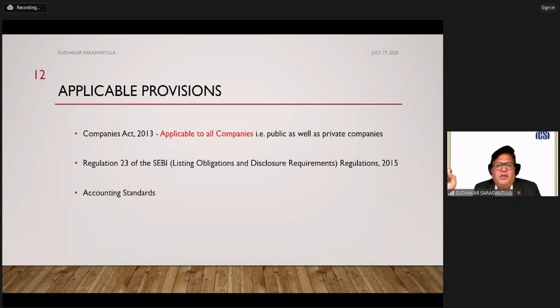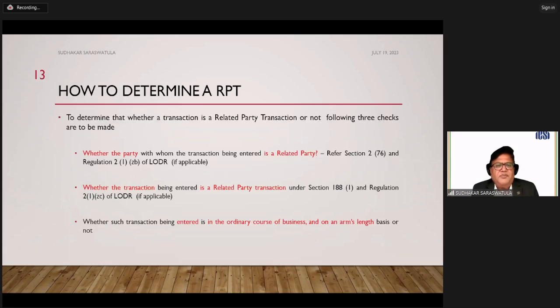So what are the provisions applicable for related party transactions? If your company is a listed company, then SEBI regulations come into the picture. Otherwise, if it is an unlisted company, only the Companies Act 2013 is applicable, which applies to both public as well as private companies. As I was mentioning, if you see the Companies Act 2013, to a large extent private companies are more or less at par with public companies. And if the company is a listed company, then Regulation 23 compliances are required. Apart from that, disclosures are required as far as the accounting standards are concerned.